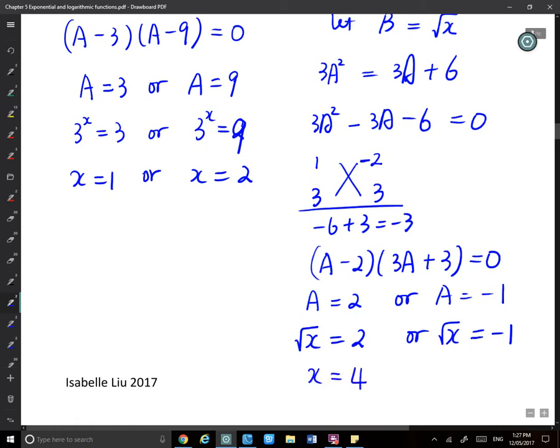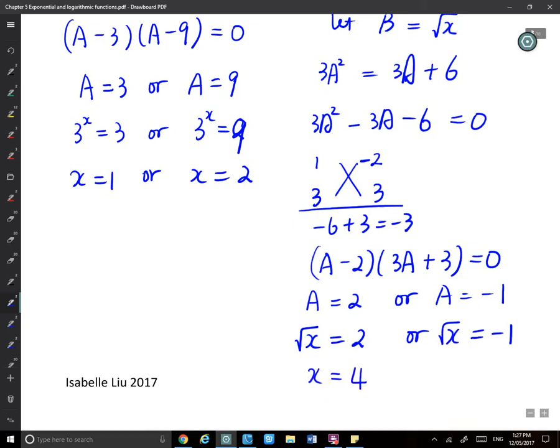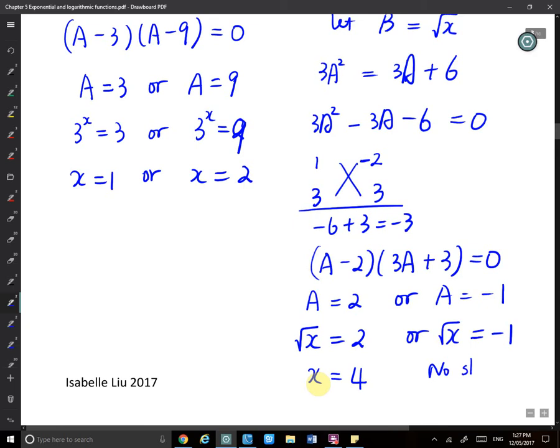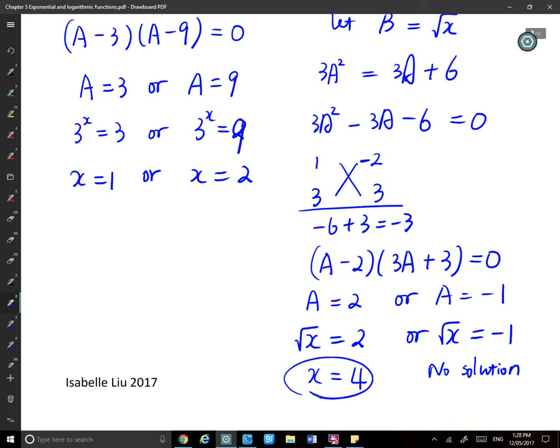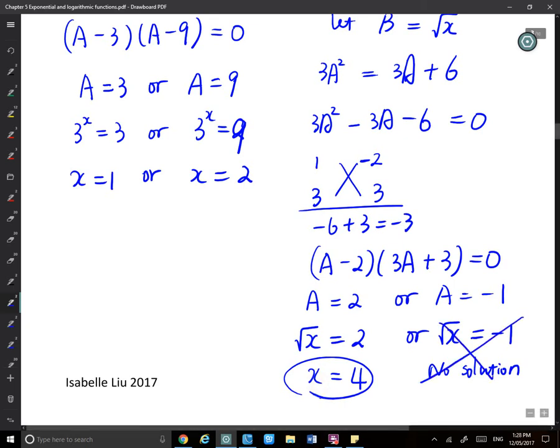Square root x is minus 1, what is x? No solution. Nothing's square root can be minus 1. Square root x must give you a positive number. Square root x cannot be minus 1 for sure, it doesn't matter what case. So no solution on this side. So you will only have one solution, which is x equals 4.